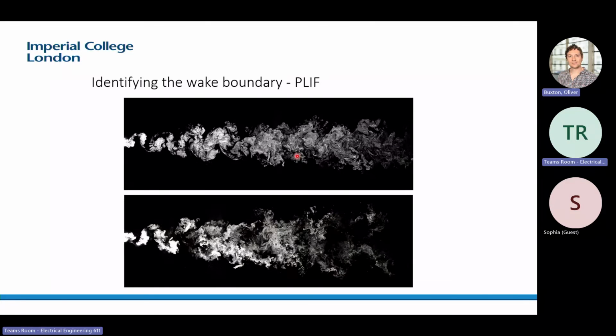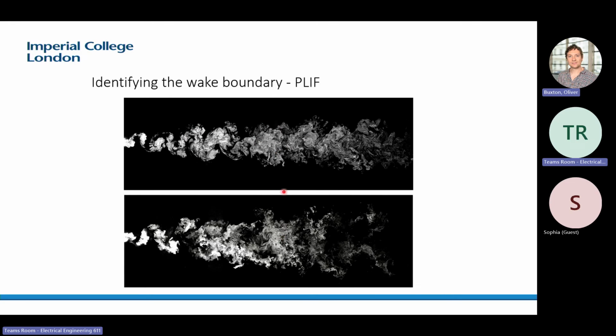Well, we come up with a new experimental technique, which we call PLIF. Essentially, what we do is we seed scalar into the wake. And if we choose a scalar which doesn't diffuse very quickly, then essentially the scalar remains, to all intents and purposes, trapped in the wake. And so we can take images of the wake where the background contains no scalar and the scalar is contained within the wake itself. And then, of course, we can identify an interface separating the wake from the background.